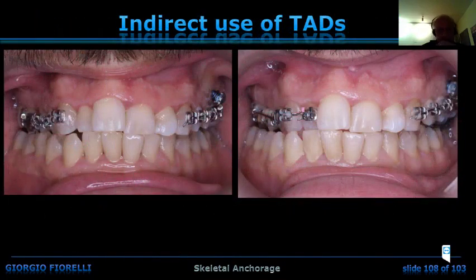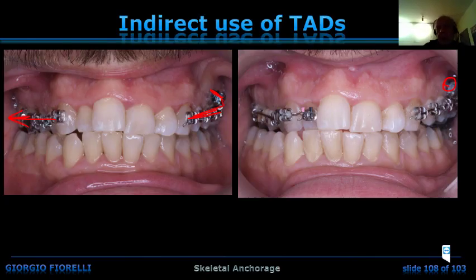So I start with what I do most of the time. I use my TAD between the roots. So I place my TAD here, connected, and use my palatal arch to get expansion. But this time it didn't work because I didn't have bone.